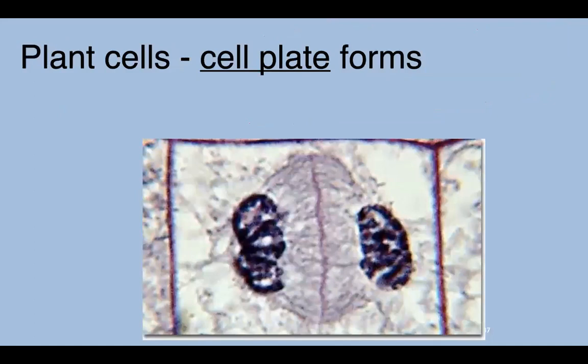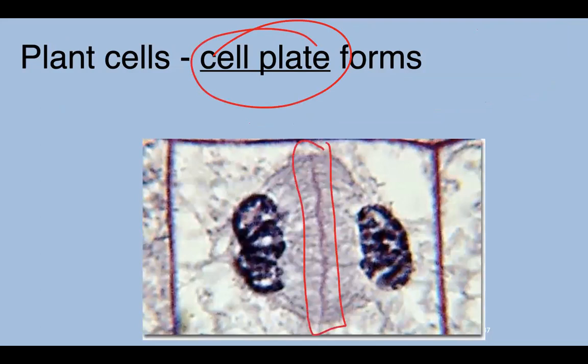Right, so plant cells can't form a cleavage furrow because the cell wall is inflexible. So instead, what you have is a cell plate starts to form, which you can see right here. You've got your newly formed nuclei, and now you have basically a bunch of vesicles that go to the center and start building a wall.